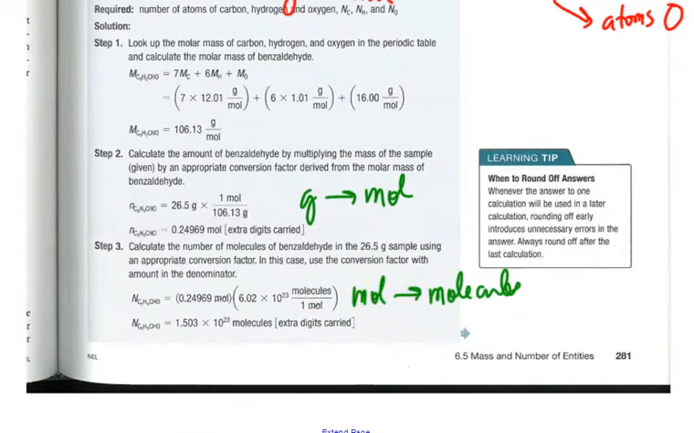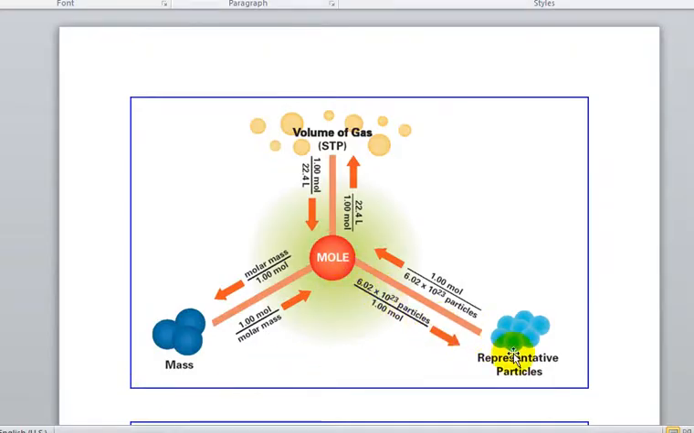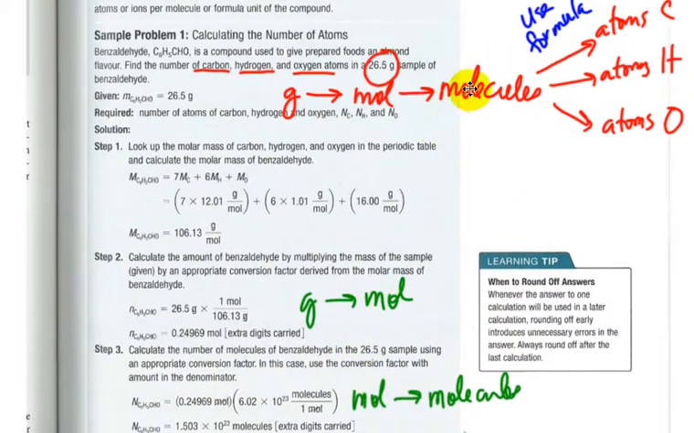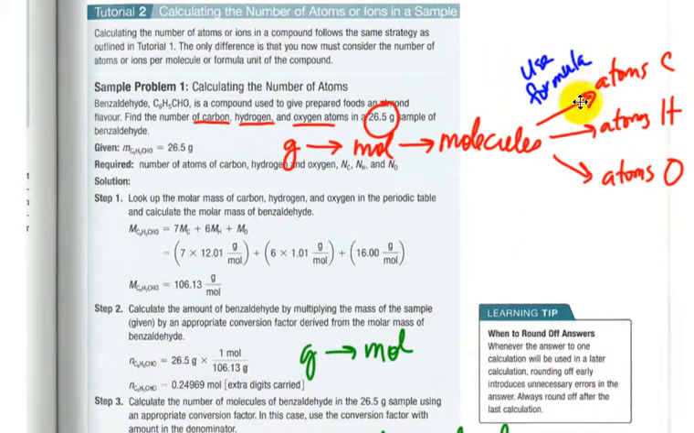The next step, moles to molecules. Here is the conversion factor. So multiply by 6.02 times 10 to the 23rd molecules over 1 mole, and we get 1.503 times 10 to the 23 molecules. So we're here. Now what you have to do is figure out for every 1 molecule, how many carbon atoms do you have, how many hydrogens, etc. And you can see we have 7 carbons, 6 hydrogens, 1 oxygen, because we had to find those numbers to figure out the molar mass initially.